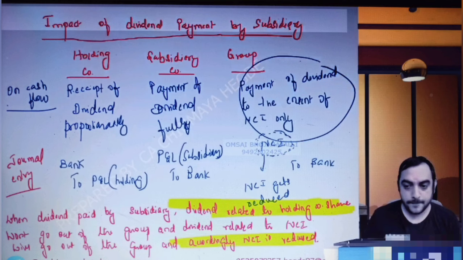Are you able to understand? Because to that extent it is not withdrawn from the group. If the holding company also pays out, then it will be subtracted. So you can write down: the dividend related to the holding company share is included in ConPL under other equity. But that is not required. I just told you for your reference.